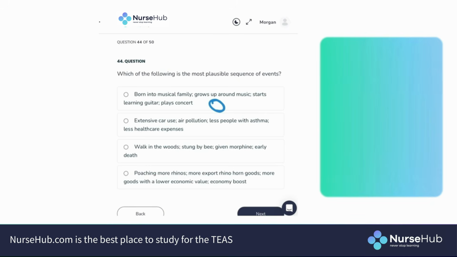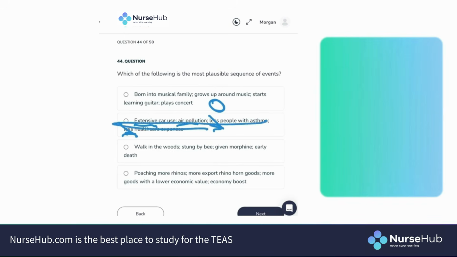Extensive car use, air pollution, that makes sense. Less people with asthma, less healthcare expenses. That doesn't really add up. If we have extensive car use and air pollution, I would think we would have more, not less people with asthma. And then that would result in more, not less healthcare expenses. So I can eliminate answer choice 2.